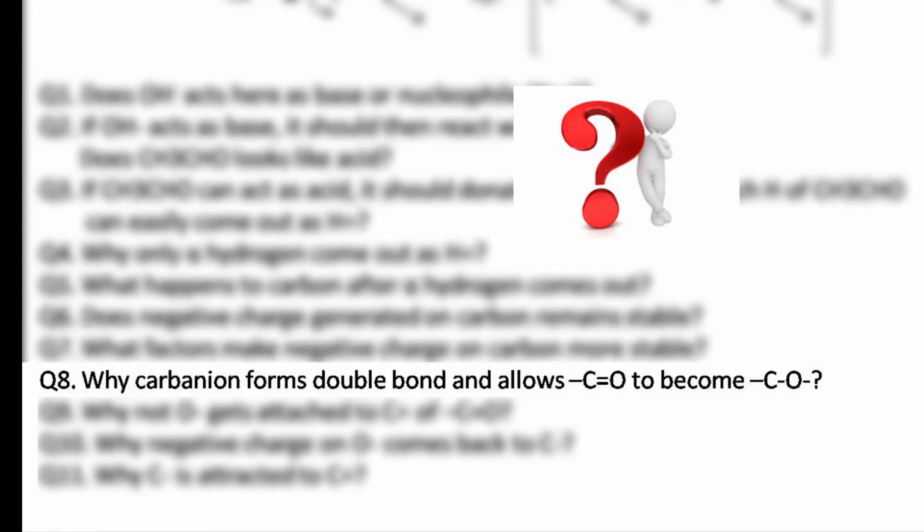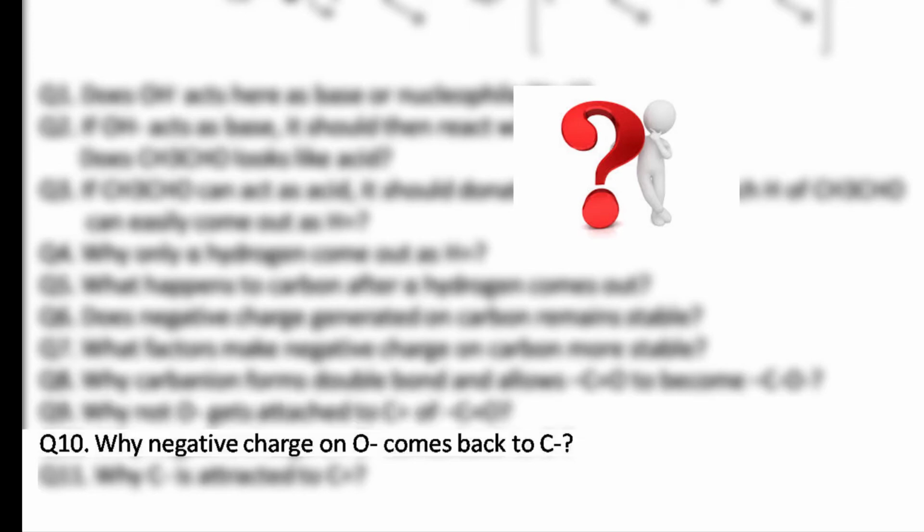Why does the carbanion form a double bond and allow C double bond O to become CO minus? Why does O minus not get attached to C plus of C double bond O? Why does the negative charge on O minus come back to C minus, eventually making it a nucleophile? Why is C minus attracted to C plus?